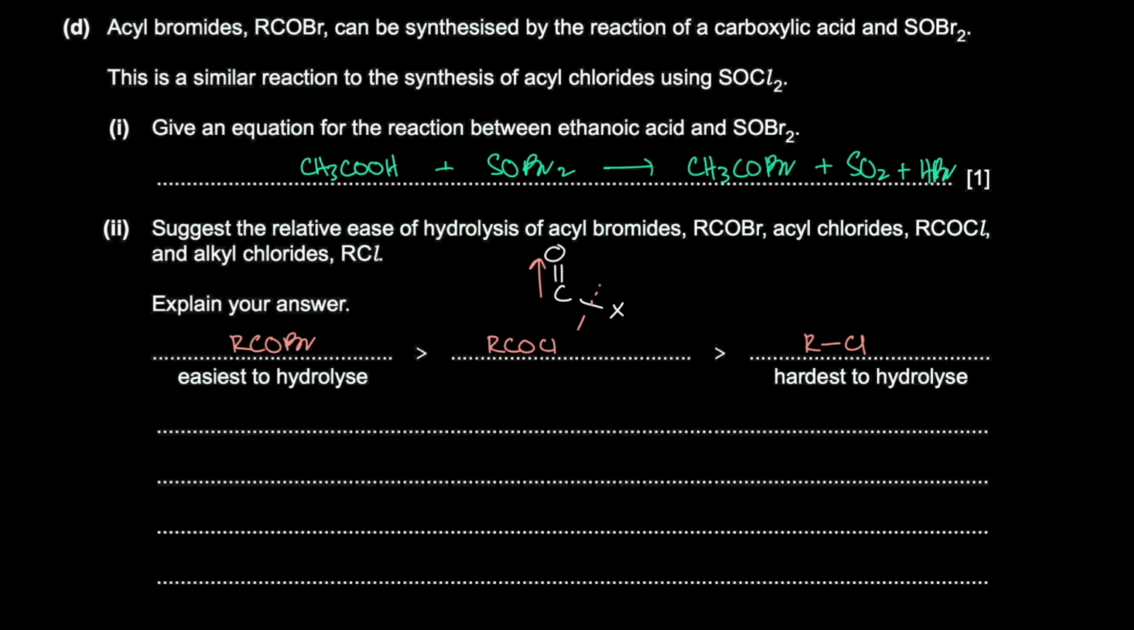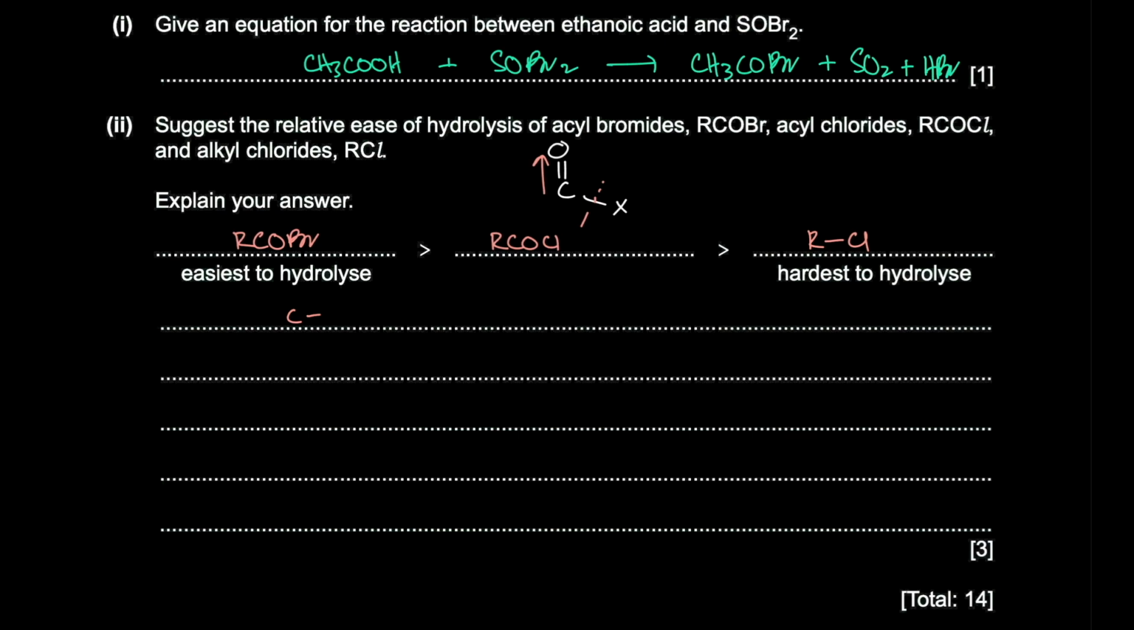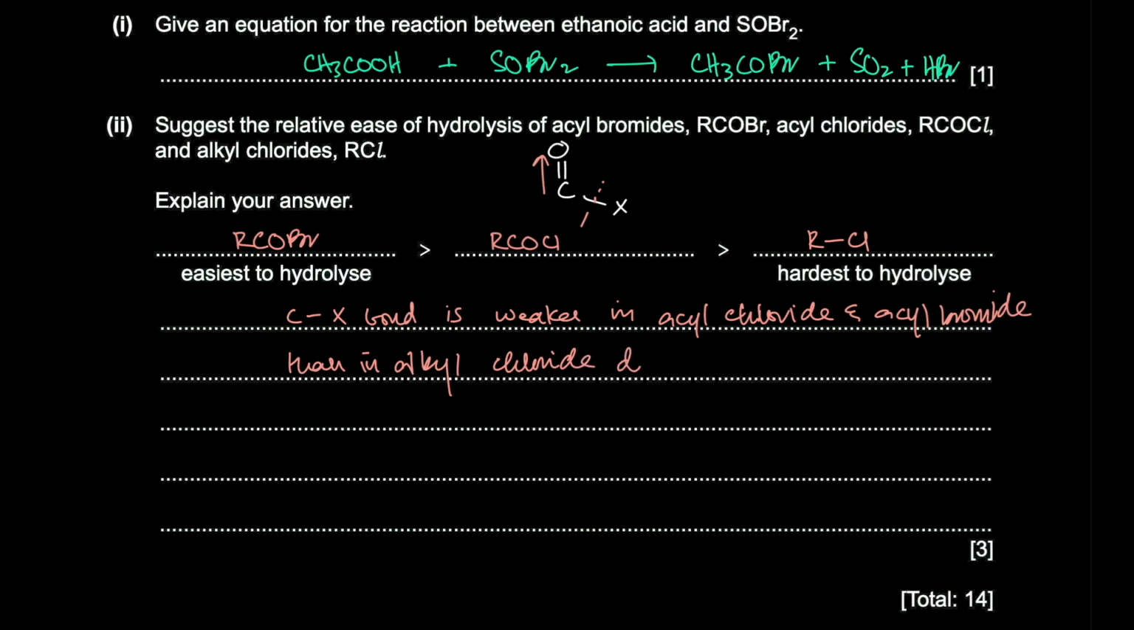Now over here we know that the C-X bond is weaker in acyl chlorides and acyl bromides than in alkyl chlorides, due to the electron withdrawing effect of the electronegative oxygen atom.